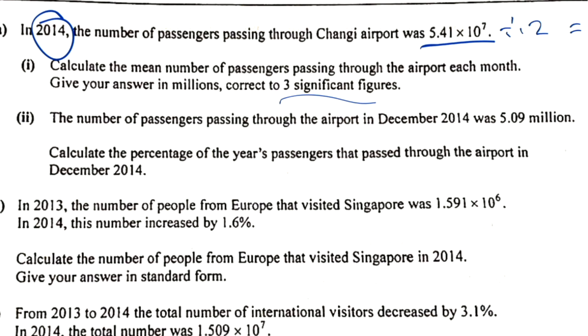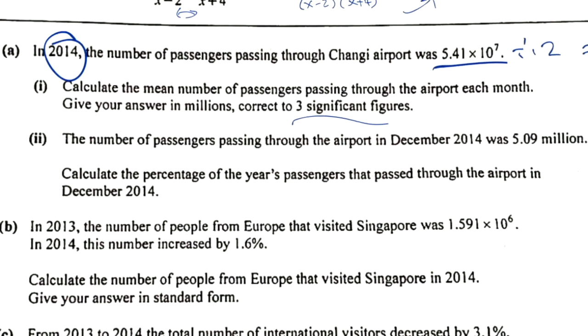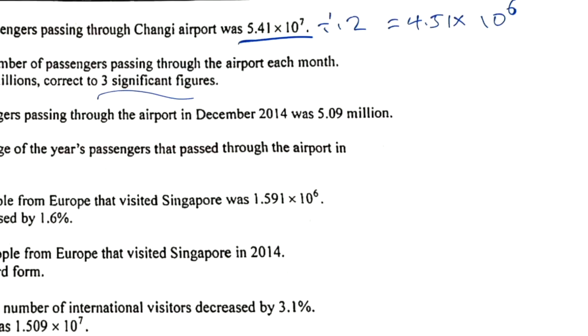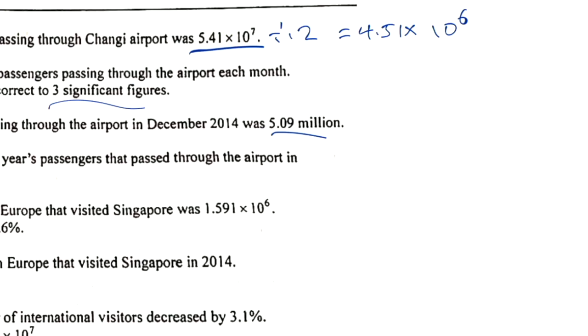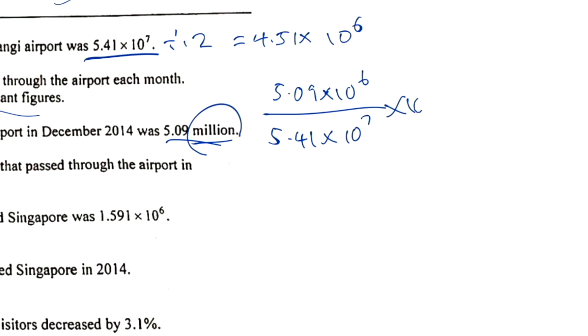Okay, the number of passengers passing through the airport in December was 5.09 million. Calculate the percentage that passed through in December. So the percentage is 5.09 times 10 to the power 6, because million means 10 to the power 6, divided by 5.41 times 10 to the power 7, then times 100%.